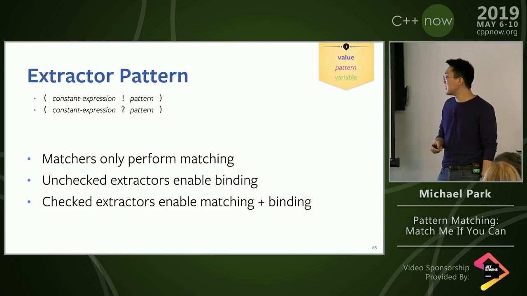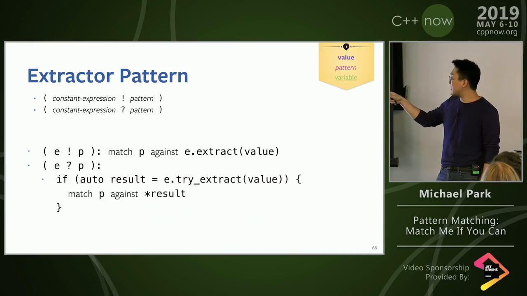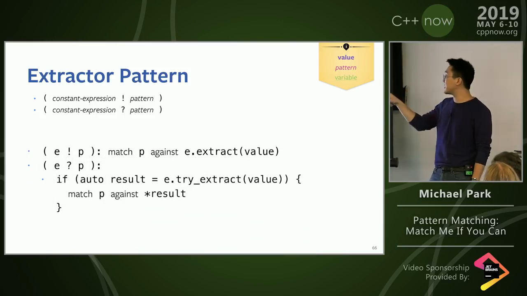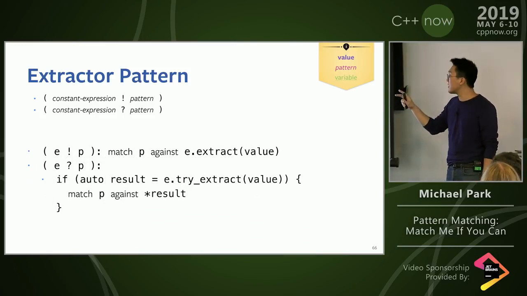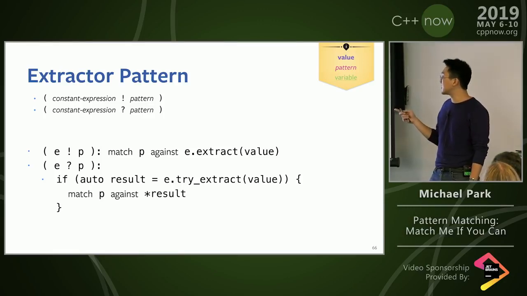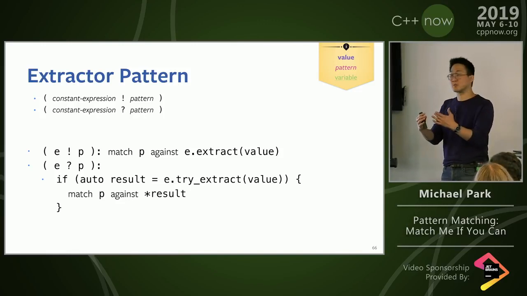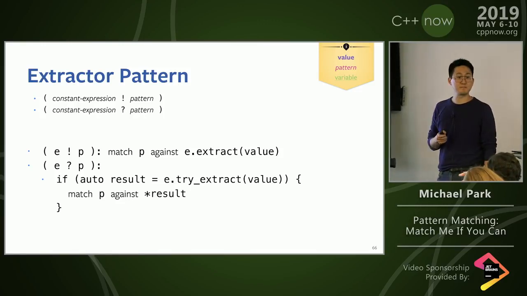So there are two variants. One is unchecked and the other one is checked. The bang is unchecked and the question mark is checked. Let's say we have some extractor E. If you say E bang P, where P is a pattern, then you would match P against E.extract(value). Value is something that we're matching at the moment. E question mark P would say if auto result equals E.try_extract(value), and if that returns true, then dereference the result and match P against that.